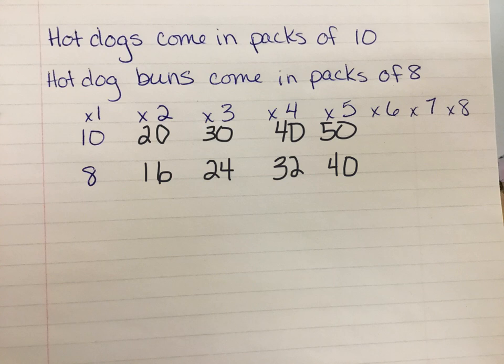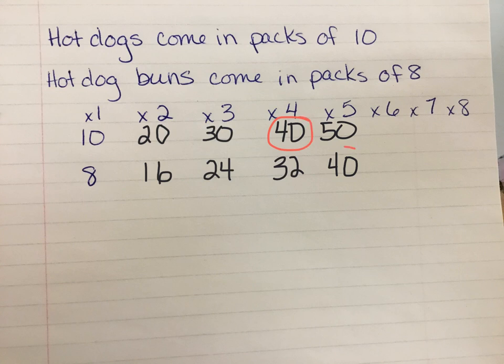At this point, we're going to stop because so far we hadn't had anything in common. But when we get here, I see that there is a 40 here and a 40 here. The 40 here came when I multiplied by 5, but the 40 here came when I multiplied by 4. That's okay. That just tells us we're going to have to multiply these numbers. We're going to have to buy more packs of buns than we will hot dogs to be able to find something they have in common.